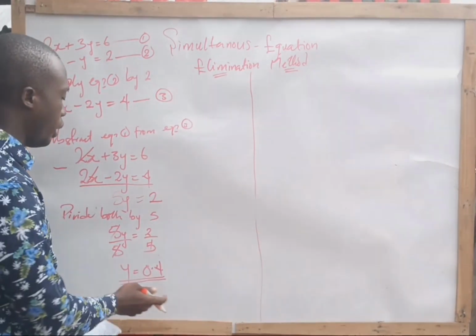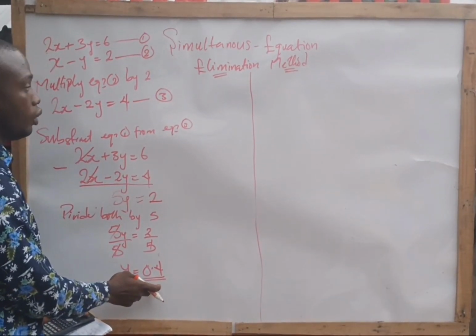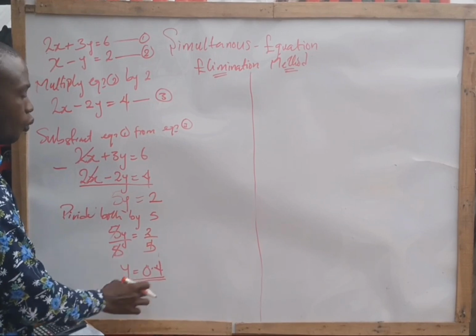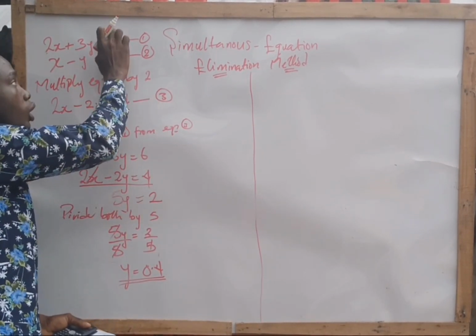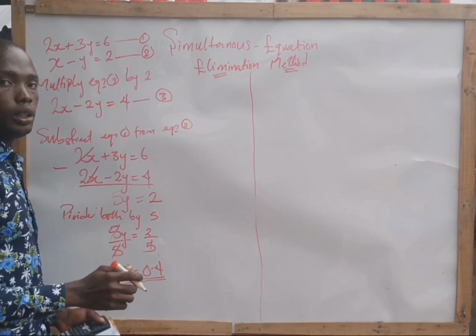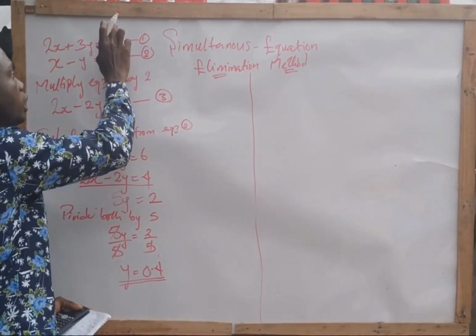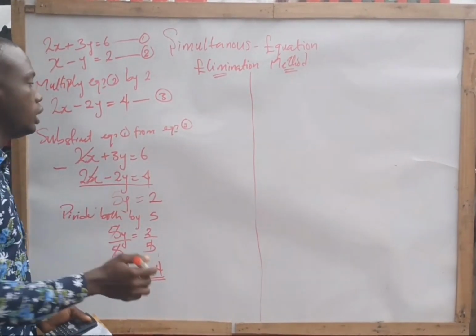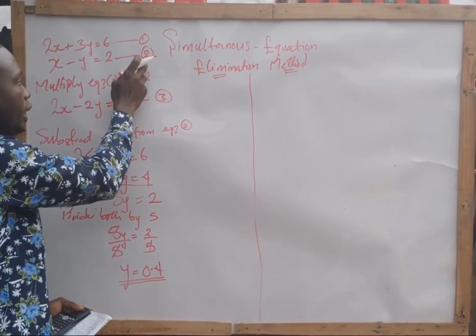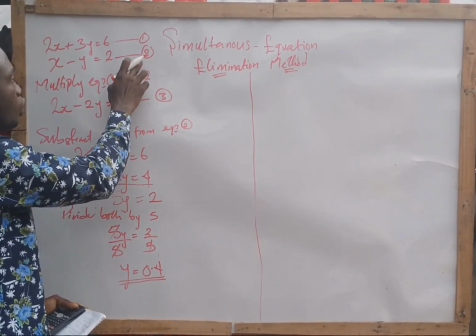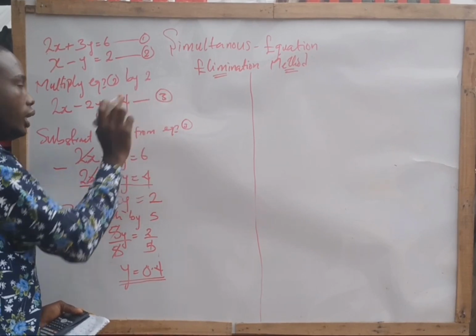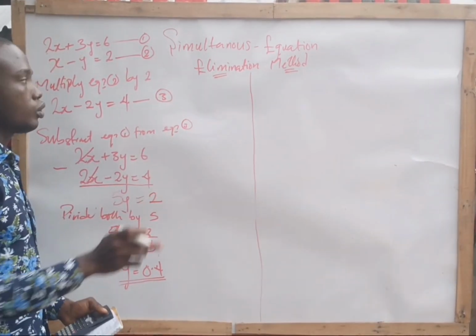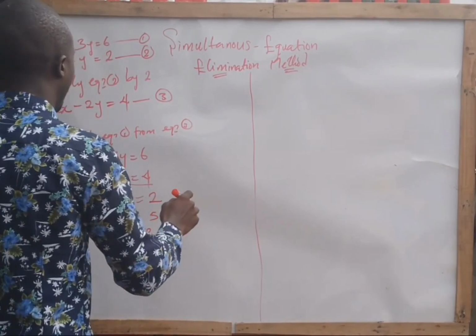So since we have 0.4 for our y, we now carry this y, substitute into what? Into equation what? Equation 1. Take note, substitute into equation 1. We are not substituting into equation 2 again, because it was equation 2 that we use in order to get what? Equation 3. You understand?